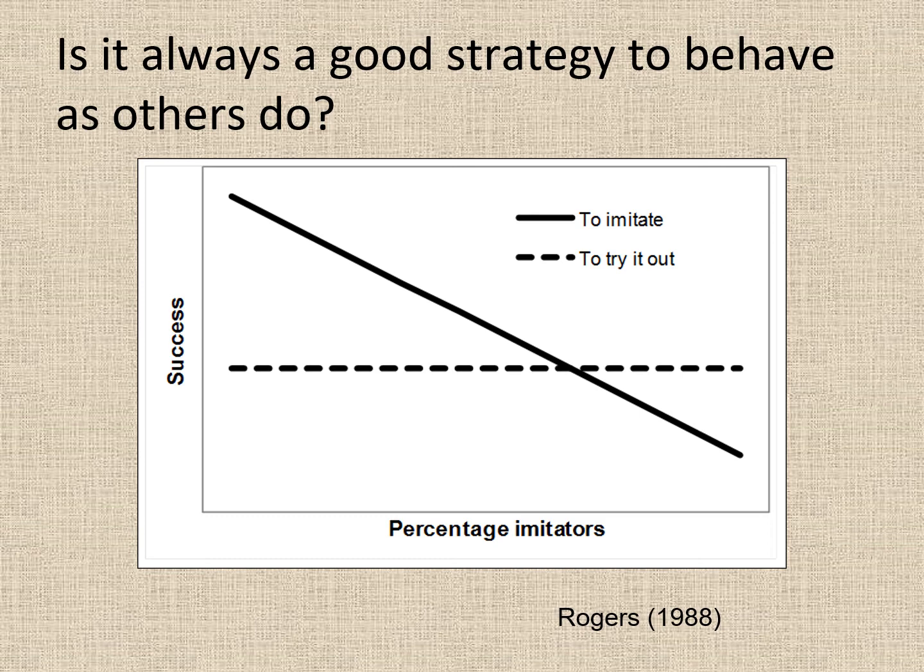Then we would be in this end. To imitate would be the better strategy. However, we might be in the other end. Everybody else might be going to restaurant A because everybody else is going to restaurant A. They're just imitating each other. Everybody thinks somebody knows that this is the better restaurant, but nobody actually knows because nobody has ever gone to restaurant B.